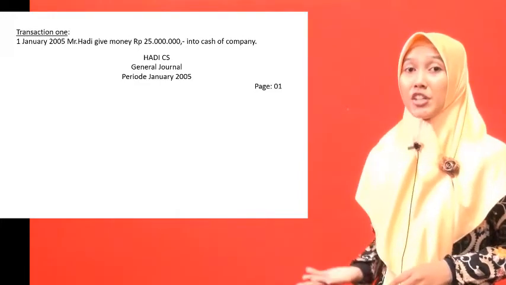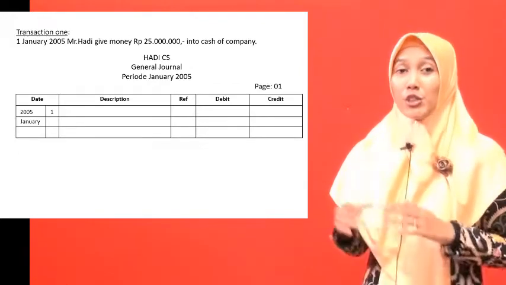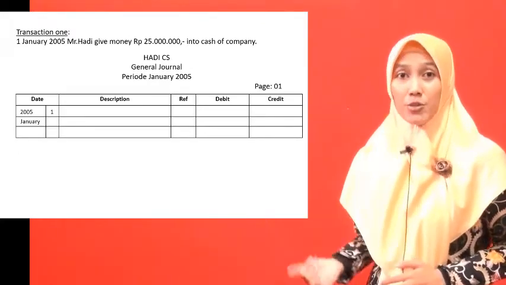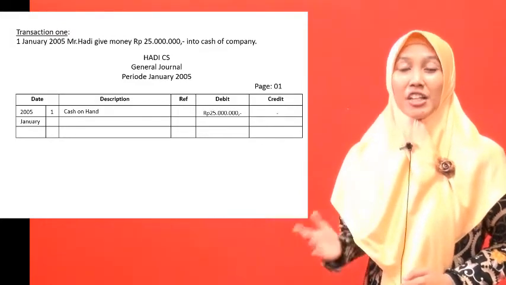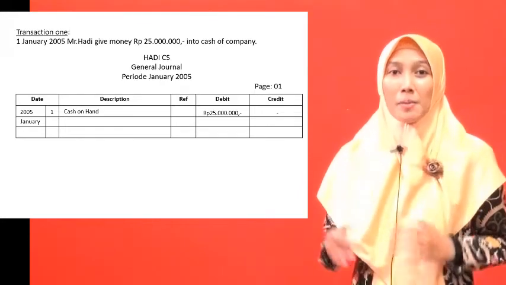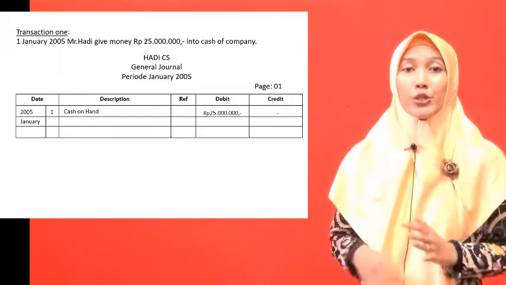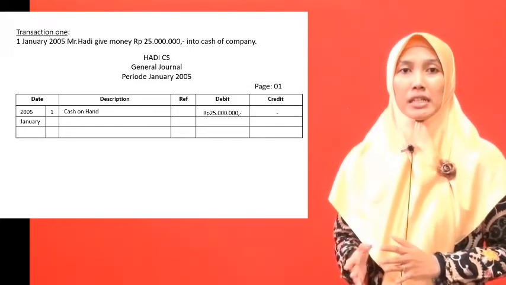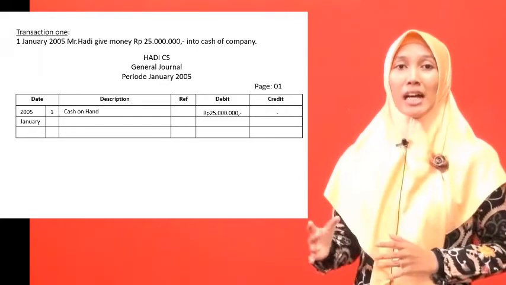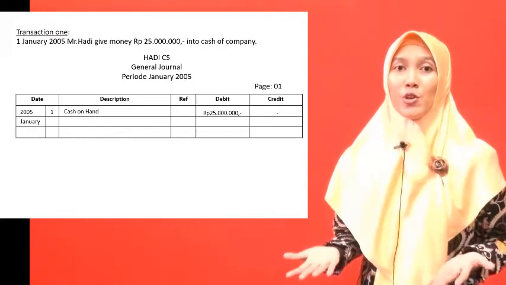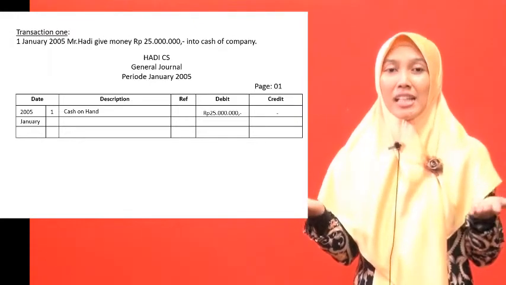First, write the year, month, and date in the date column. 2005, January, and the day. Next, debited and credited account. Mr. Hadi gave 25 million rupiah into the cash of the company. Tuan Hadi menyerahkan uang tunai sejumlah 25 juta ke dalam kas perusahaan. So, cash increase and capital increase.